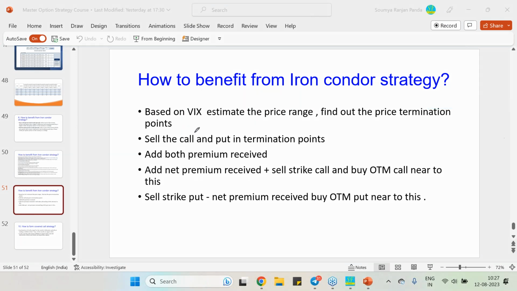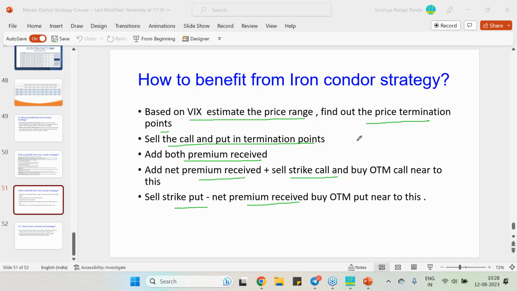First, for implementation, you can see the VIX and estimate the price range. Based on the VIX, find out the price range. Find out the price termination points. Sell the call option and put option at the termination points. Add both premiums received: net premium received plus the OTM call strike. These are the things you have to do. Not necessarily in the same month; you can go for the near month.